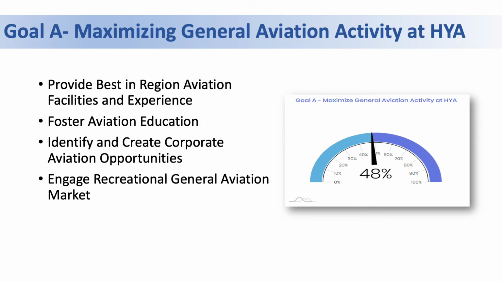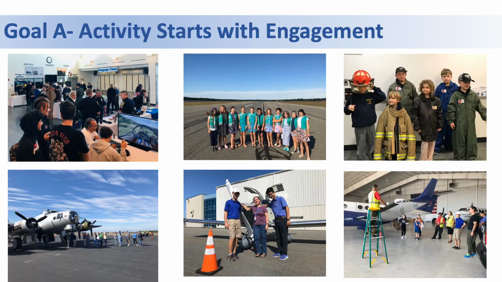Goal A is to maximize general aviation activity at the airport. The objectives are to provide best-in-region aviation facilities and experience, to foster aviation education, to identify and create corporate aviation opportunities, and to engage the recreational general aviation market. The dial to the right identifies that over 48% of the tasks have been completed for fiscal year 2020 for Goal A of maximizing general aviation activity.